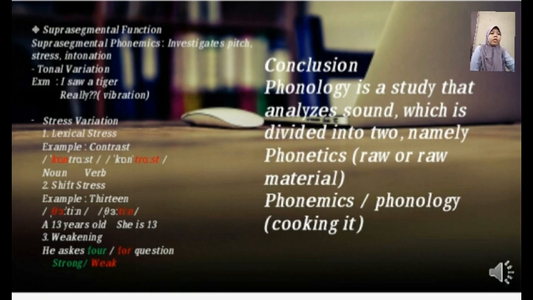Third, weakening. She asks for a question. If "for" is strong, we can say "for", but if weak, we use a reduced form. Okay, if weak: he asks for a question. So that's the weak form, not the strong one. There is a difference between strong "for" and weak "for". Okay.